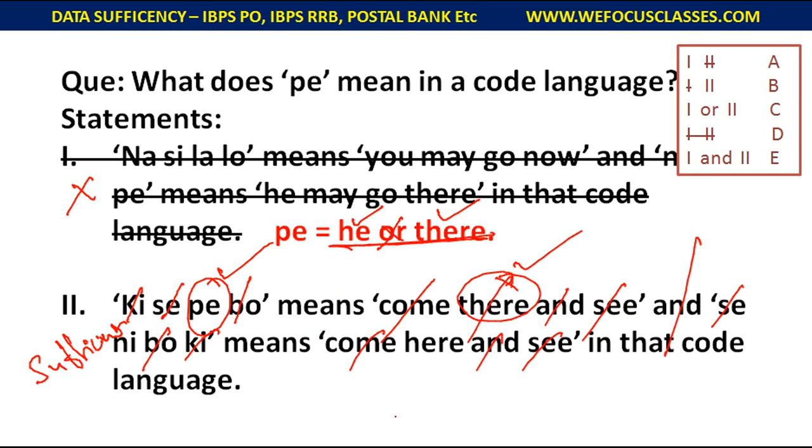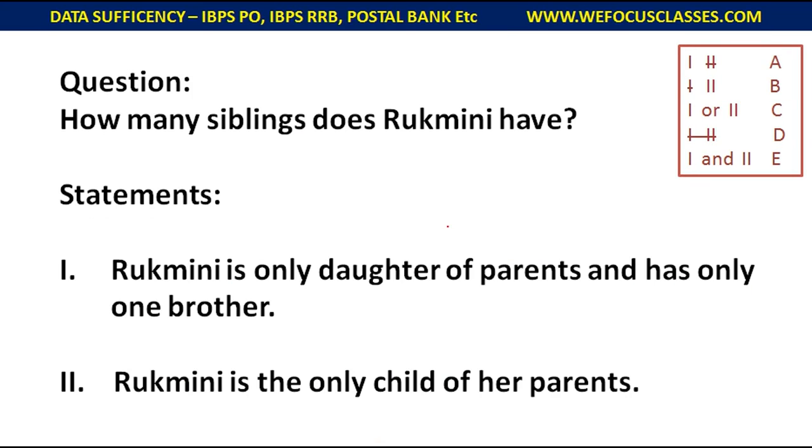The code for PE is only there, no other thing. Simple answer you got, this is unique. So our answer is the second statement is sufficient to answer the question. So the first statement is not sufficient, only the second statement is sufficient. So our answer is B, friends. So this is how we solve the problem.